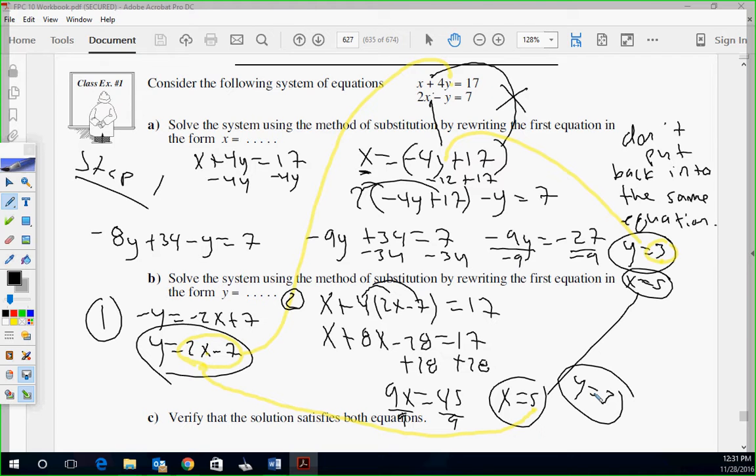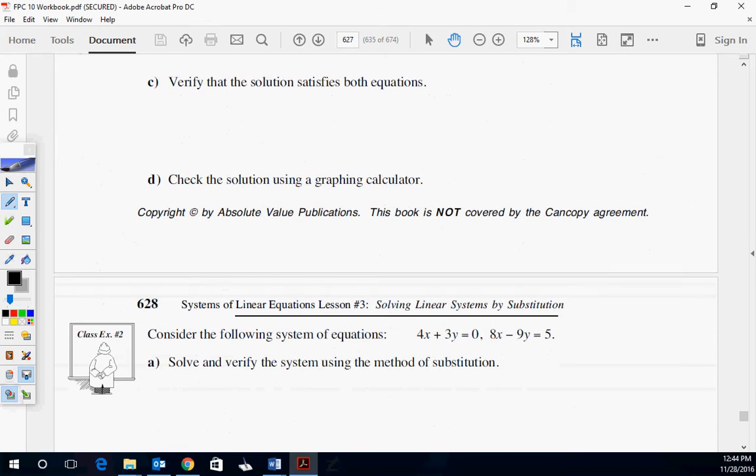2 times 5, 10. Minus 3 is check mark. Okay, that's how you verify. You can go ahead and do that there, and we've got some examples in the back, and then we'll take a break after substitution. Substitution's not bad. I prefer elimination, which is the next one. These are all different methods of solving.